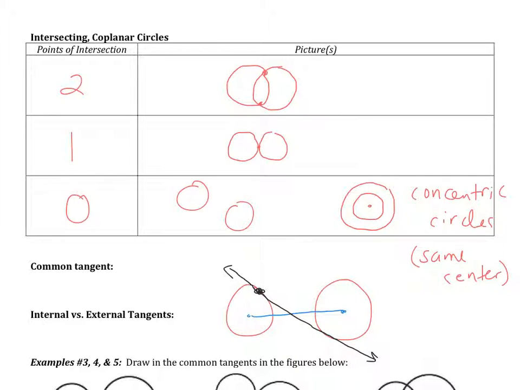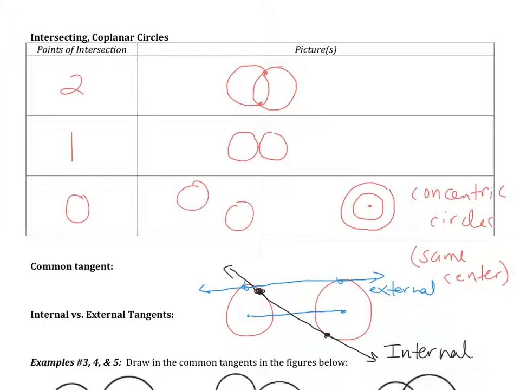It's tangent once over here, it's tangent once over here. What makes it common is it's tangent to both. Internal means it's going in between the two red circles or it's crossing that blue line. So this is an internal common tangent. Whereas an external common tangent would go from one circle to the other circle and not cross that blue line. So it would look like this. It's going on the outside of the two circles. This would be your external common tangent.